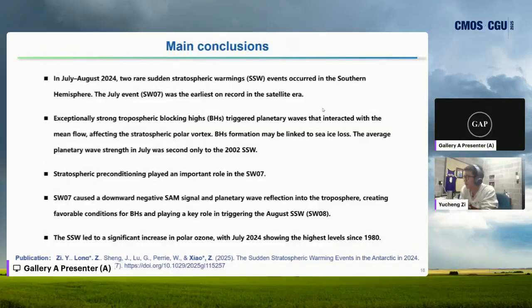I think ozone transport plays a part of the role in the stratospheric warming. I think planetary wave is the main cause for the SSW.